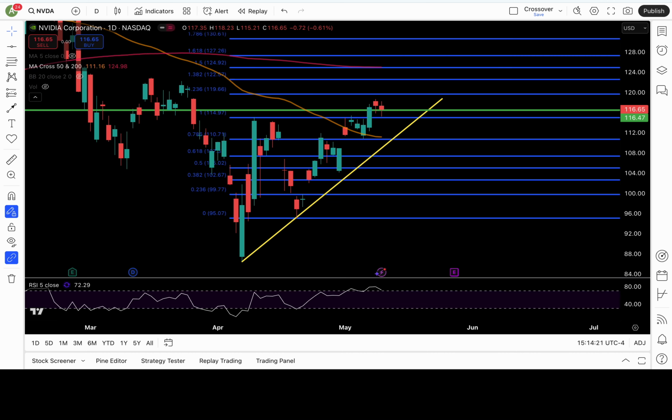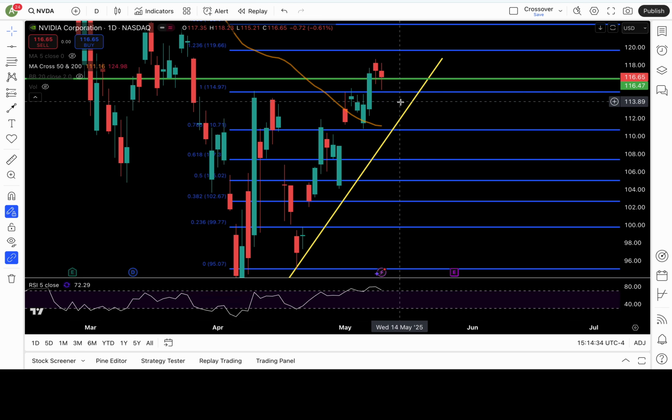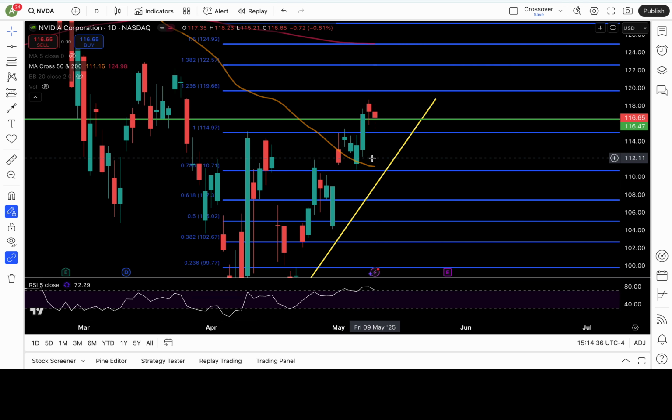Okay guys, NVDA. Well, we didn't get that evening star pattern, so that's out of the question. No evening star pattern. It's a 3-candle pattern. The third candle, as you can see, was just a back test of the breakout level of 115-ish. As long as it's above 115, I'm still going to give bulls the benefit of the doubt.